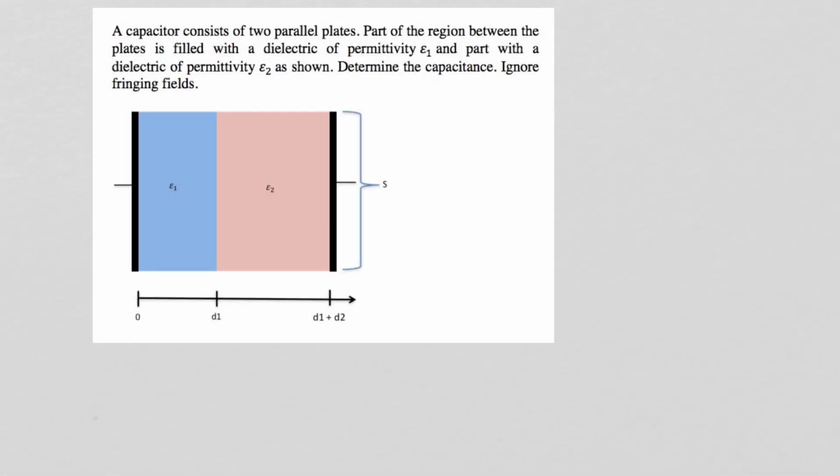You are given a parallel plate capacitor structure of plate spacing D1 plus D2 and plate area S. In the region from 0 to D1 is a material with permittivity of epsilon sub 1, and from D1 to D1 plus D2, a material with permittivity epsilon sub 2.